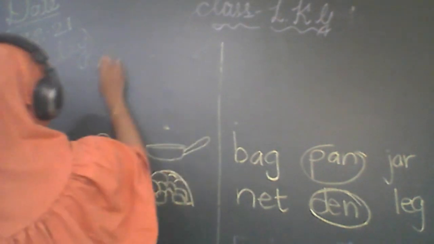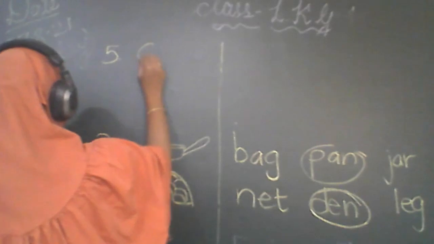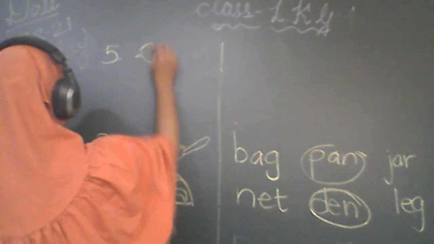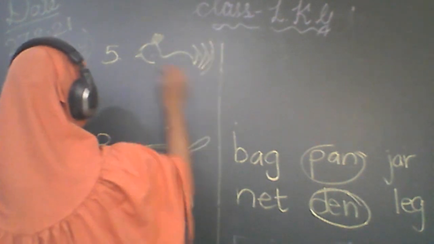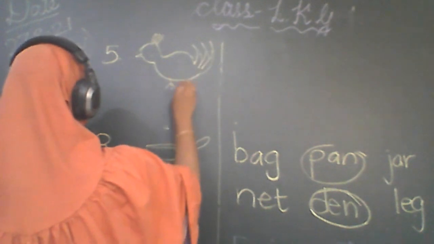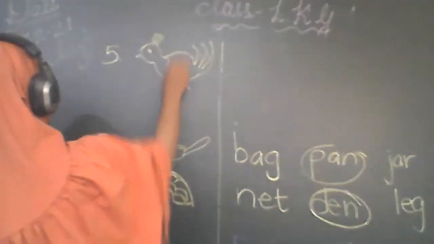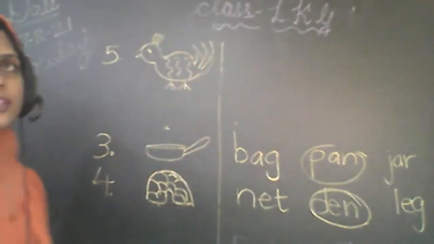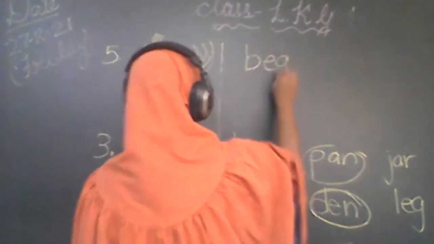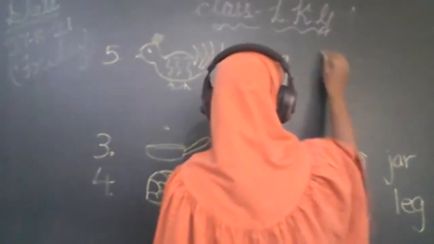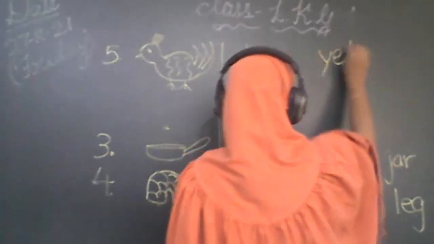As I don't have space here, so I'm writing it here. The next is a hen. Hen. Now, we have to read the words again and then we have to encircle the correct letter.